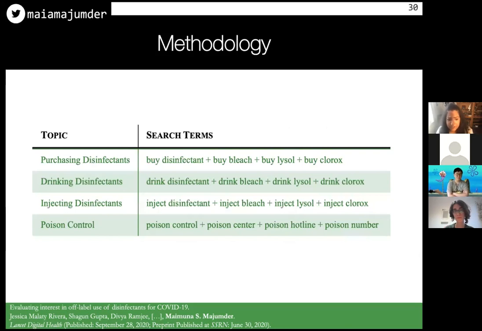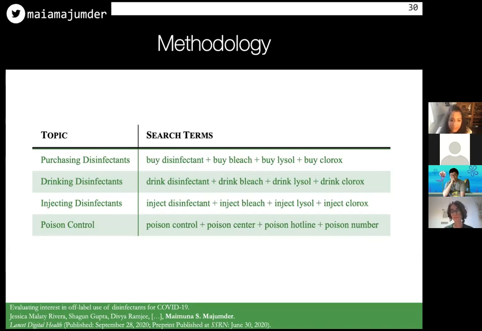With our initial search query analysis under our belts, we curated a set of search terms to represent 4 topics of interest: purchasing, drinking, and injecting disinfectants, as well as poison control, a proxy indicator for possible poisonings following the off-label consumption of disinfectants. As is clear from the search terms considered, we chose to focus on the 3 most popular disinfectants that appeared to peak around April 23rd, 2020: Lysol, bleach, and Clorox.